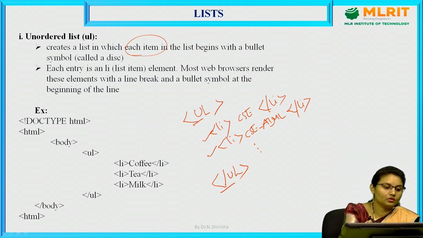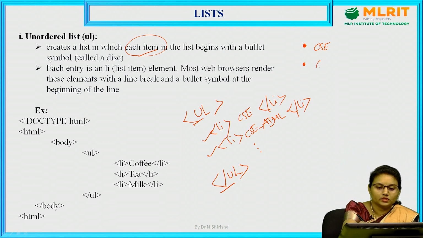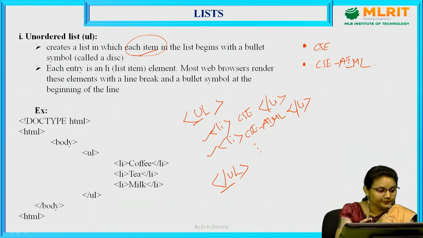That's the meaning of each item. It begins with a bullet symbol, called a disk. If you give it like this, how will the output be? You will get a circle like a disk. What is the first one? CSE. So CSE you will get. Again you will get a disk and also CSE AIML. It is a simple unordered list. So this is the output.